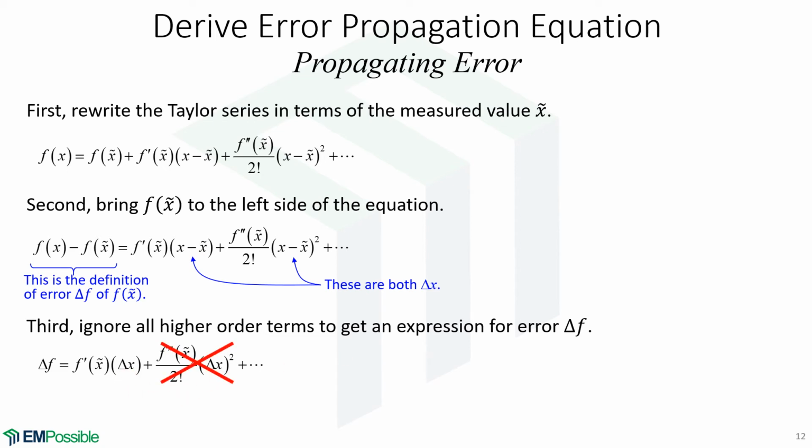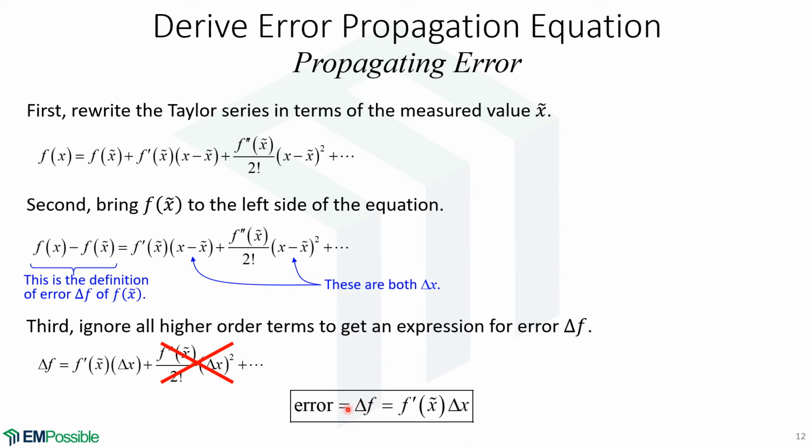At this point, we'll just drop all of the higher order terms, retain only this first one, and that is actually the equation we will use to calculate the error in f. And yes, we're ignoring these higher order terms, but these higher order terms get small very quickly. So this is a very good calculation.